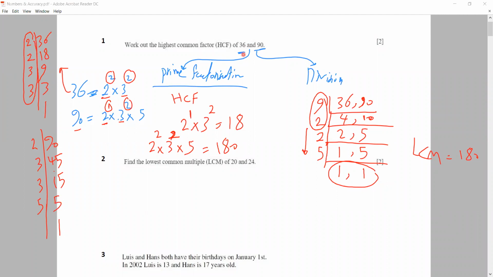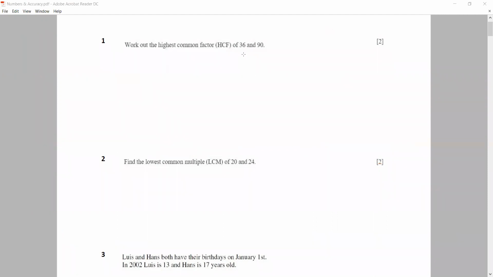So moving on to the next question. For the next question, I'm just going to use the prime factorization method. 20 and 24.